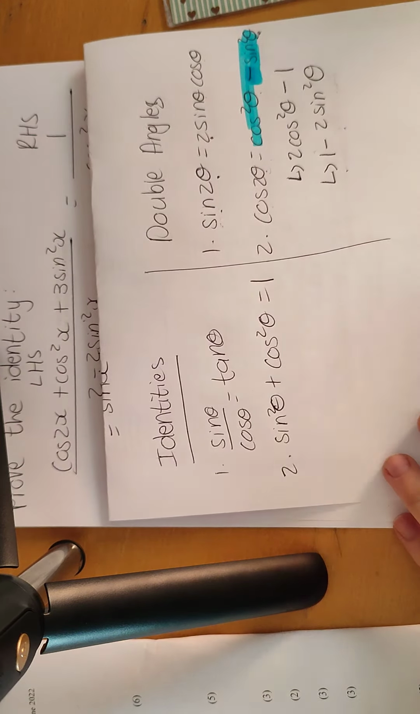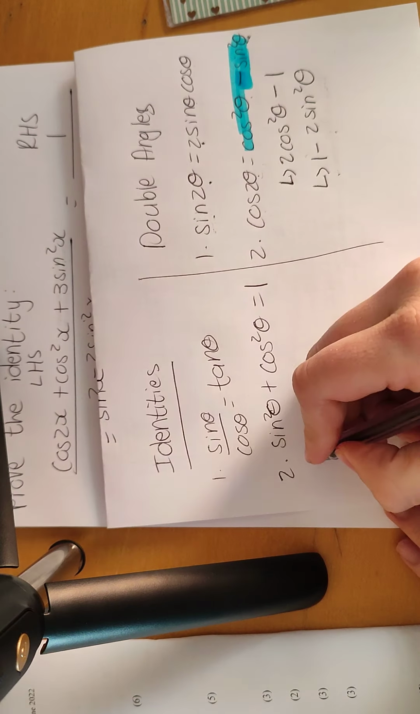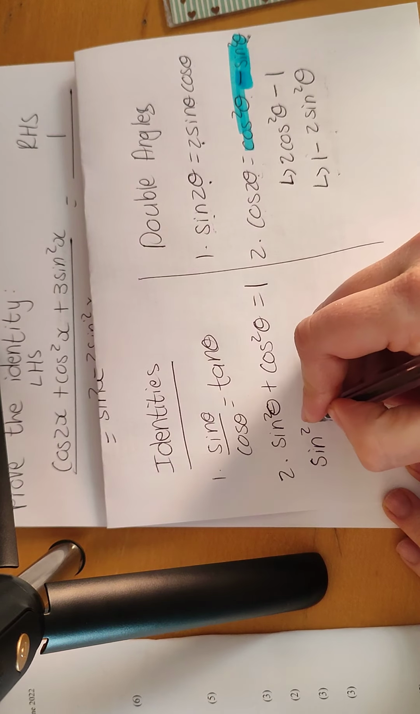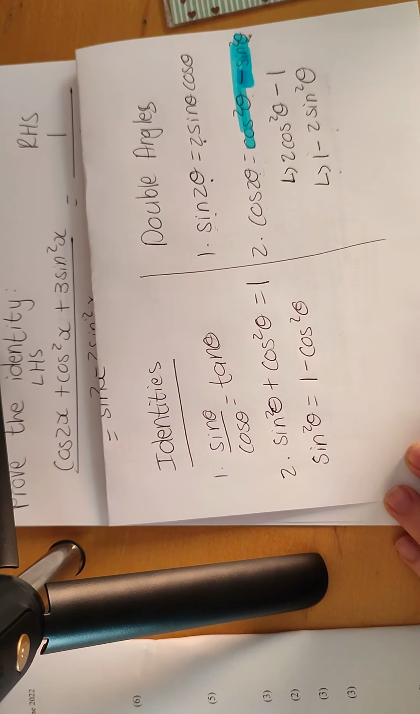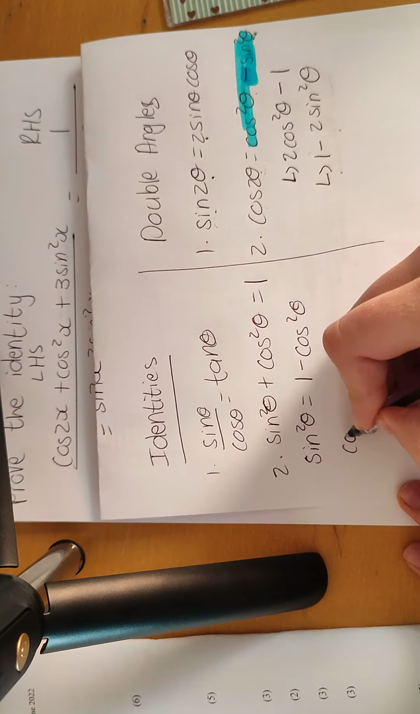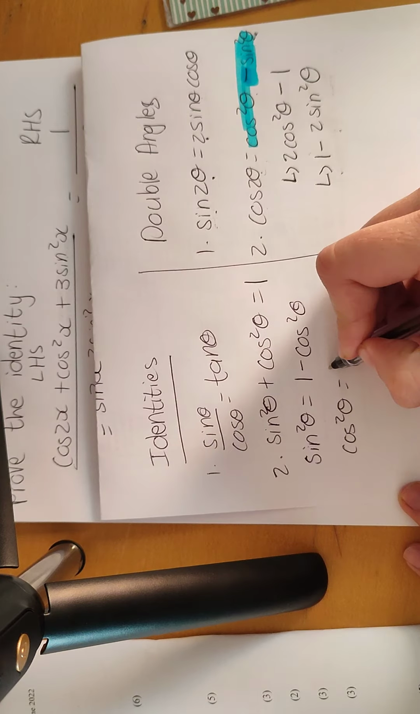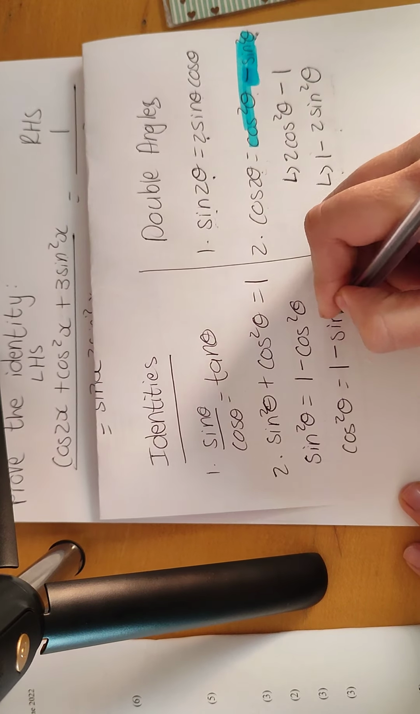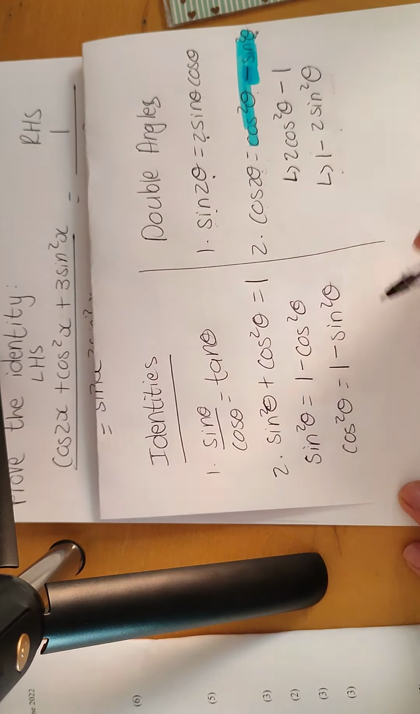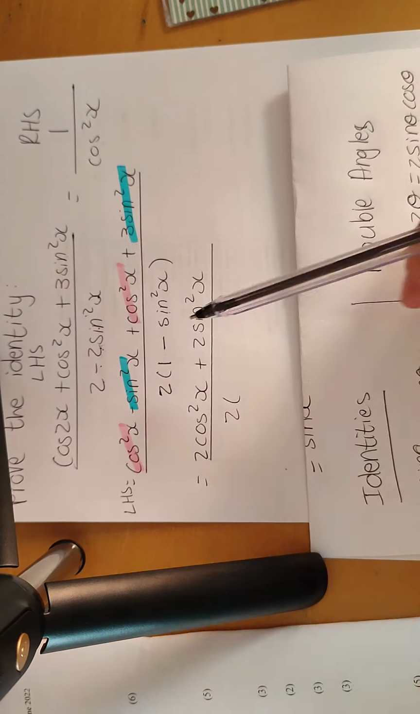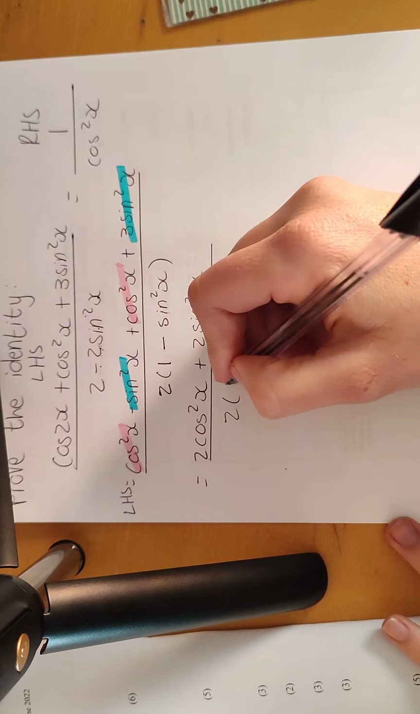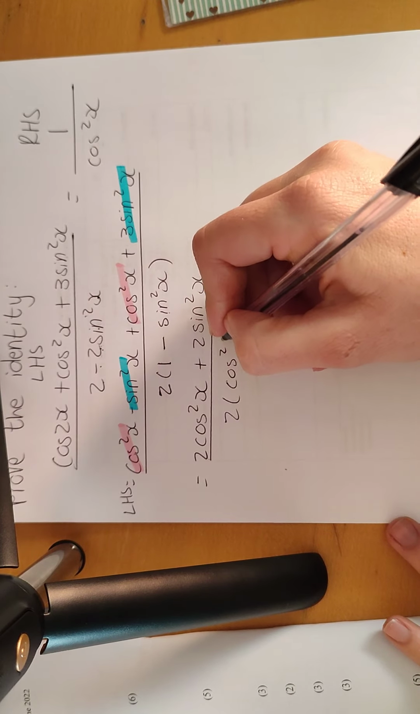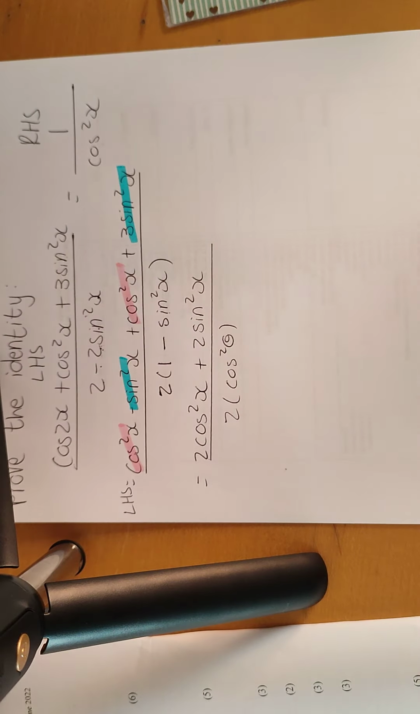But think back to grade 11. I can write sine squared theta as 1 minus cosine squared theta, or I can say cosine squared theta is equal to 1 minus sine squared theta. And isn't this what is written here? So in other words, I can change this to cosine squared theta.